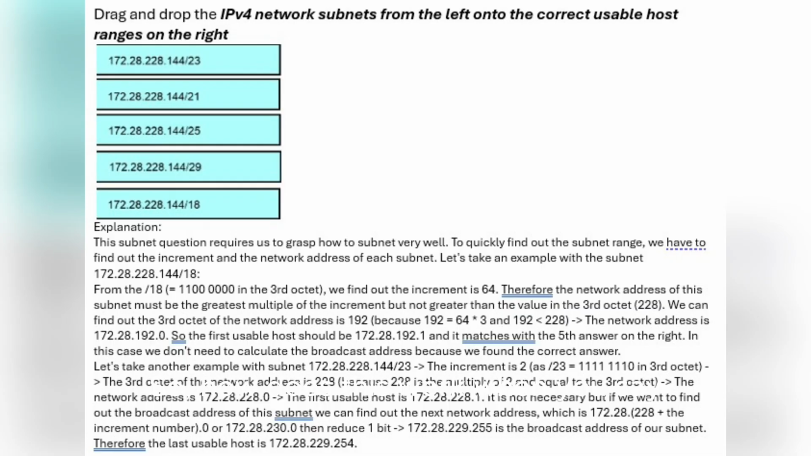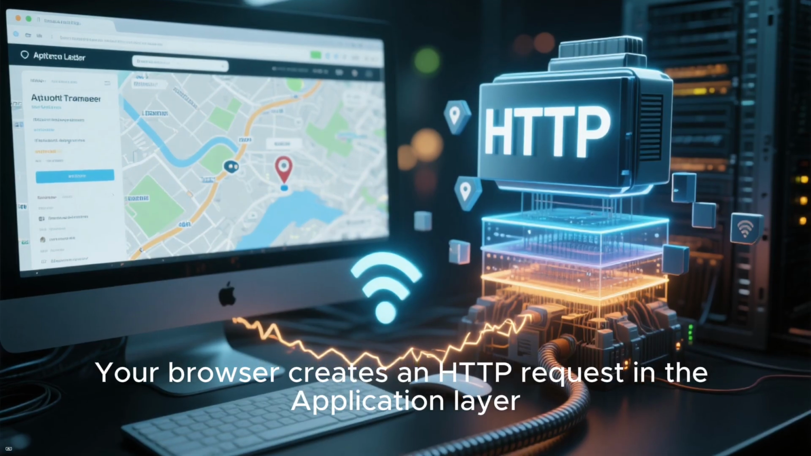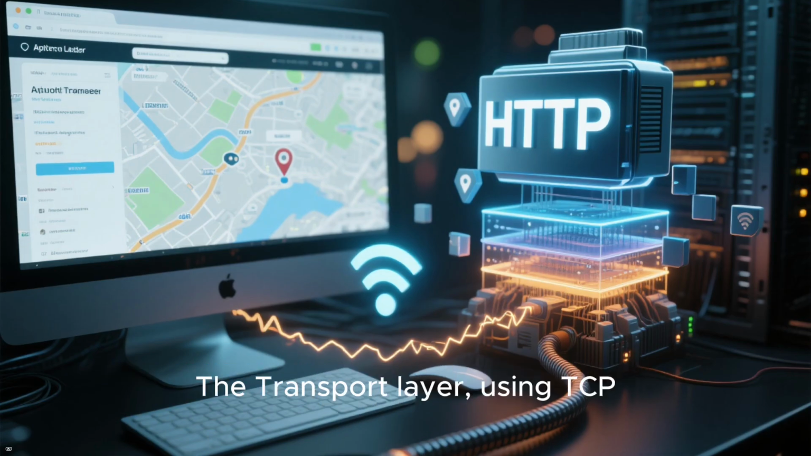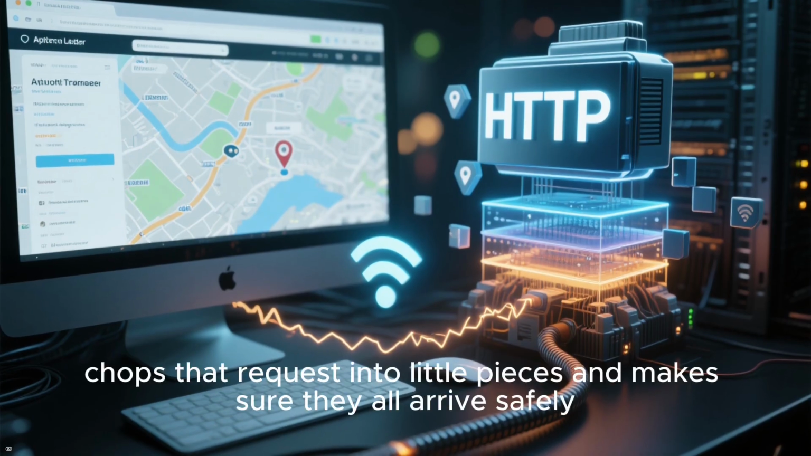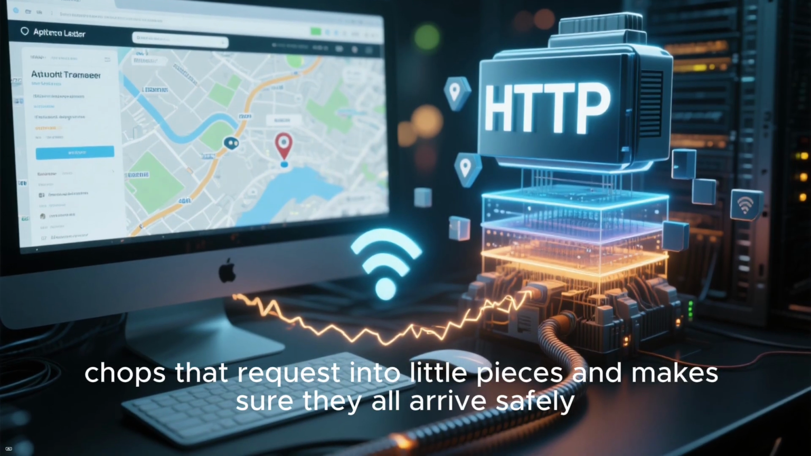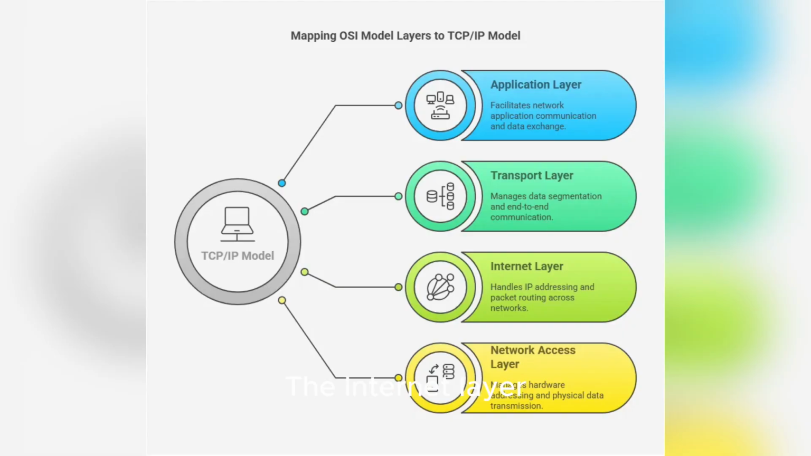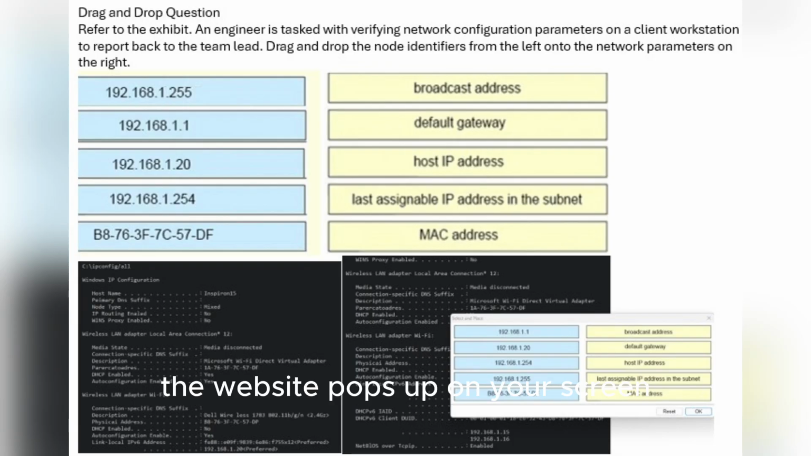So, how does this work when you say, open a website? Your browser creates an HTTP request in the application layer. The transport layer, using TCP, chops the request into little pieces and makes sure they all arrive safely. The internet layer, using IP, acts like a GPS, finding the best route across the internet to the website's server. Finally, the network access layer, using Wi-Fi or an Ethernet cable, physically sends the data as electrical signals or radio waves. And just like that, the website pops up on your screen.